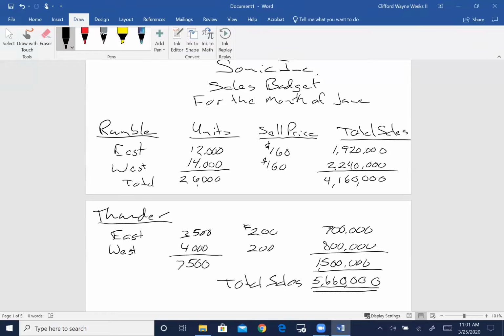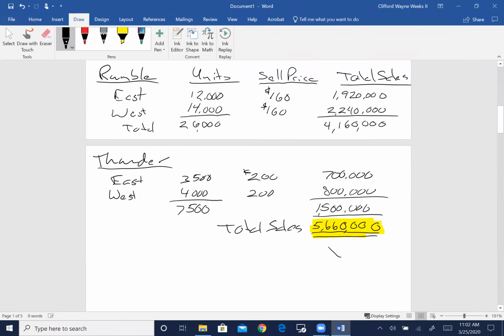Now, I said earlier that there are three super important numbers on this sales budget. The reason that they're super important is we need them in order to finish other budgets. The first and most important number here, and yes, you've guessed it, is total sales. We need this number because this is going to go off to the budgeted income statement.